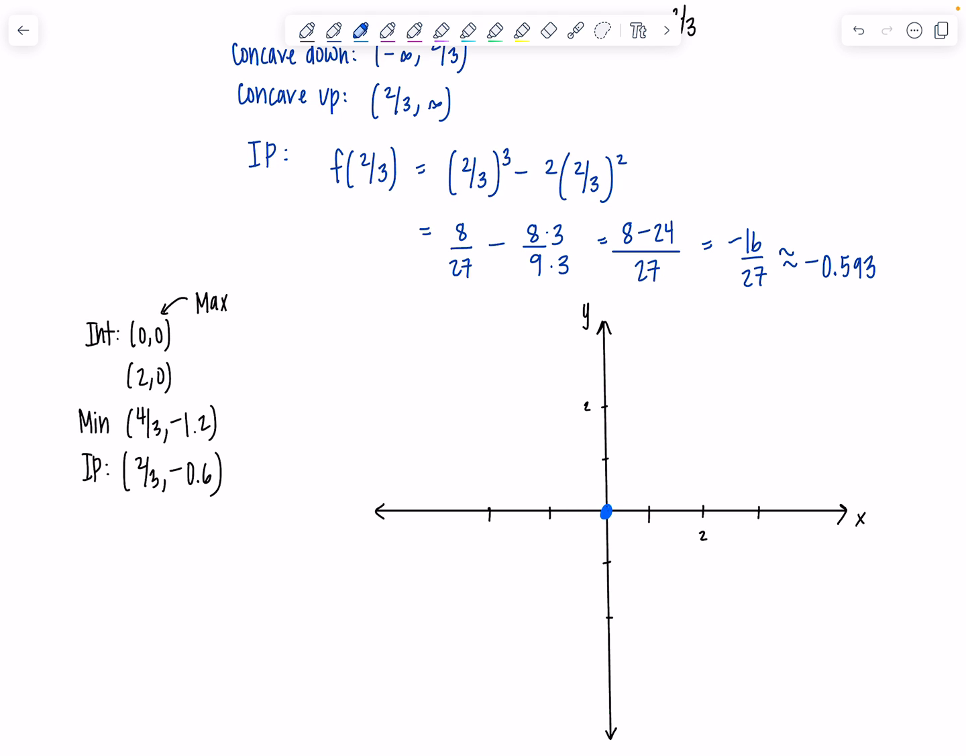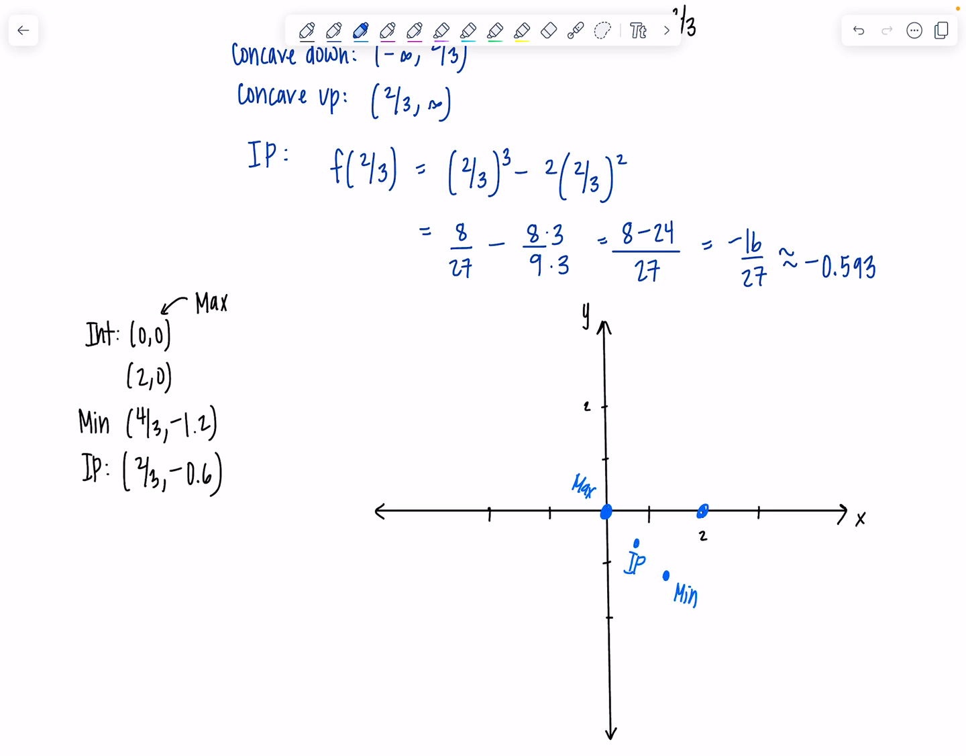So (0, 0), (2, 0). This is also a relative max. Let me write that there to remind myself. (4/3, negative 1.2). So that's like 1 1/3, negative 1.2 around here. That's a min. And then we have an inflection point at (2/3, negative 0.6). That's an inflection point. Okay, so this is all going to come together. It's just a little scary right now.